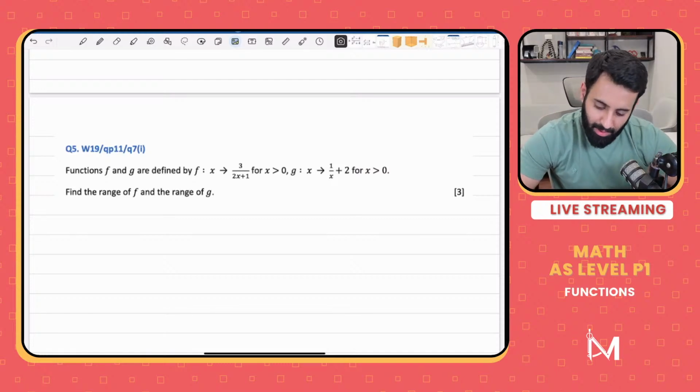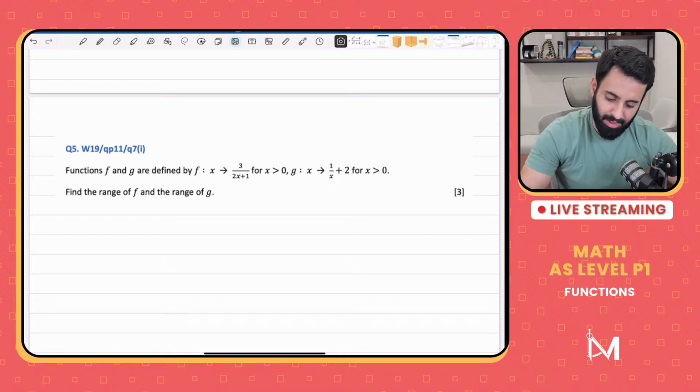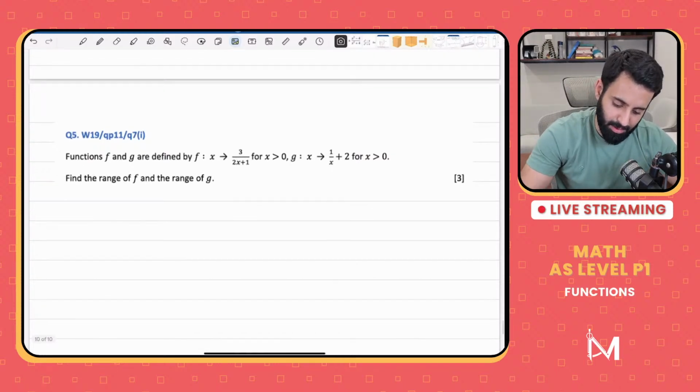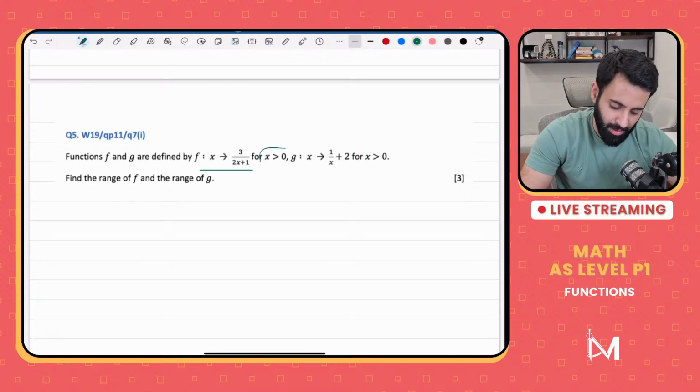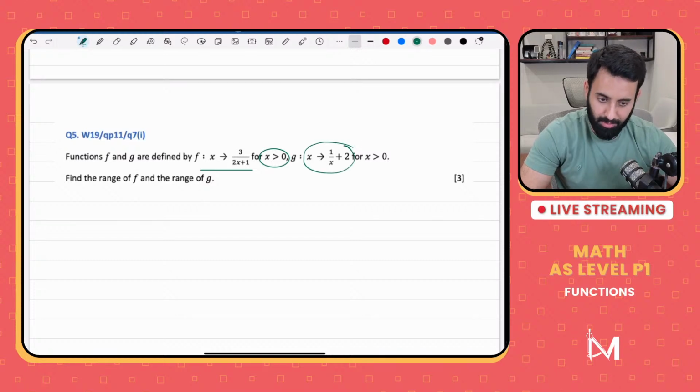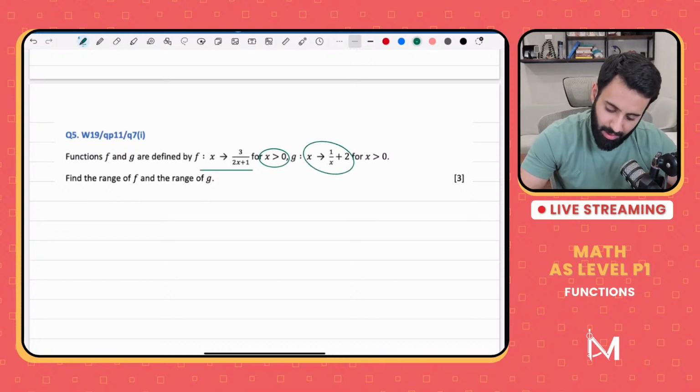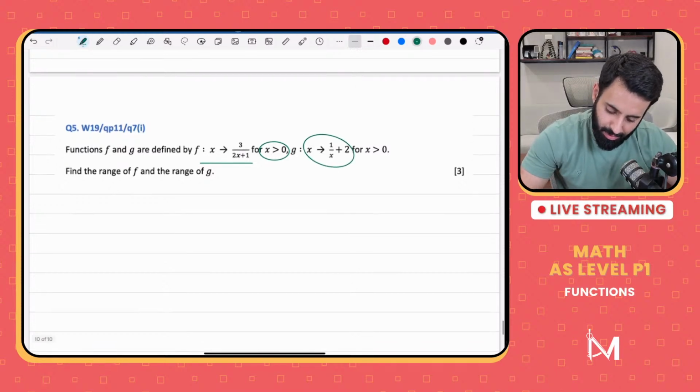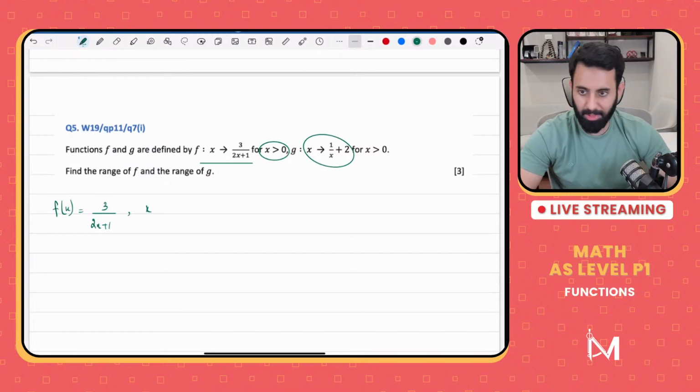Okay. Now here's another question. Let's see what this is. Functions f and g are defined by f of x equal to 3 upon 2x plus 1 for x greater than 0, and g of x equal to 1 upon x plus 2 for x greater than 0. Okay, let's see what happens. Find the range of f and the range of g. So let's talk about f of x, which is 3 over 2x plus 1. And here, remember, x is supposed to be greater than 0.